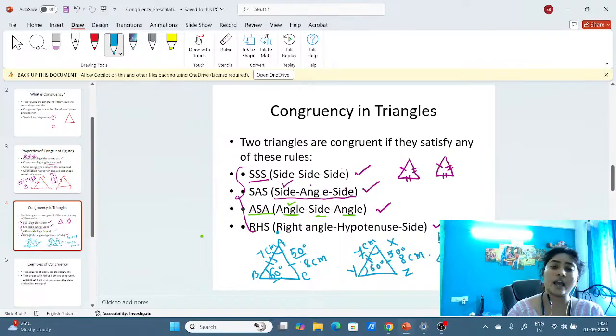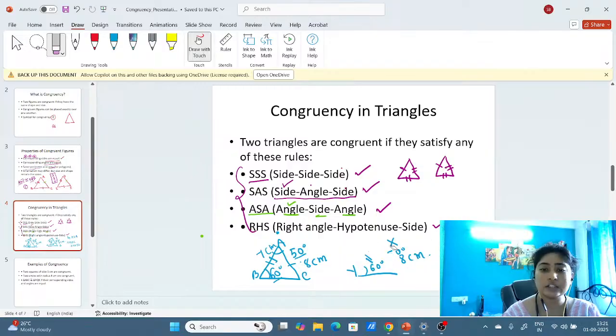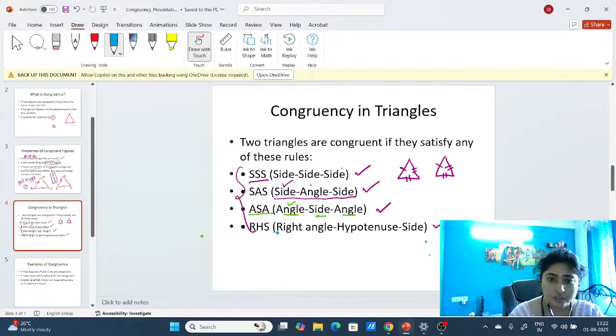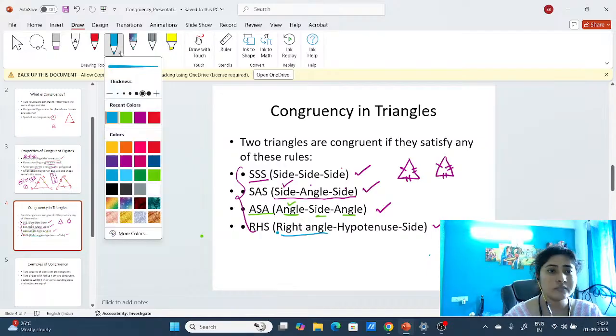Okay, so then what about RHS? As the name suggests, you can see right angle, hypotenuse and side. Have you read the Pythagoras theorem? I am asking because in Pythagoras theorem we generally learn about perpendicular and hypotenuse, right? So before starting, I just want to give you a general idea of what is perpendicular and what is hypotenuse. First of all, we have to take a right angle triangle.